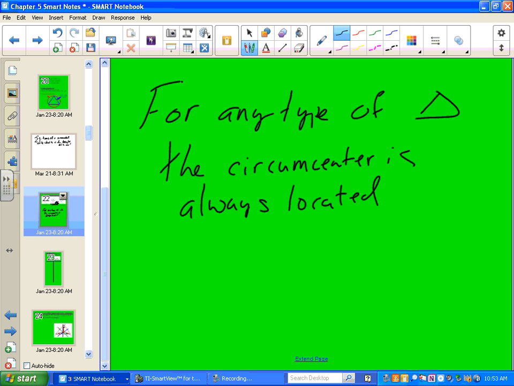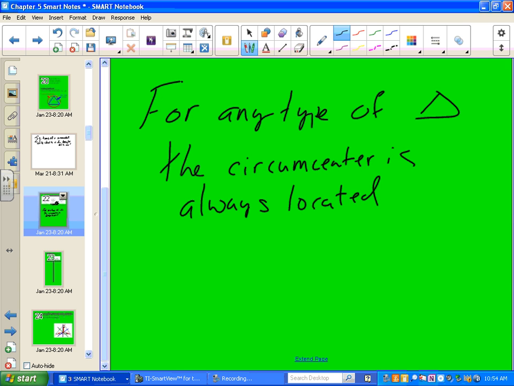Now, I just got done telling you, for an acute, it's inside. For the right triangle, it's on the hypotenuse. And for the obtuse triangle, it's outside. But what I'm also telling you is that for any type of triangle, the circumcenter is also going to be located in this one position. Even if it's obtuse, it'll be outside, acute, inside, it doesn't matter. Because its circumcenter is always going to be located in this one spot. If I look at a triangle, I can say, that's the circumcenter because it's located here.